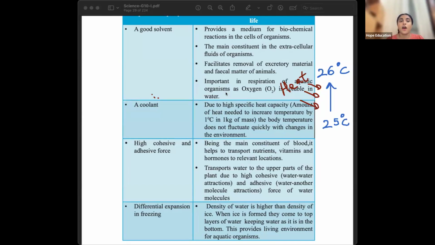Okay? All right. So this is about water being a good coolant.